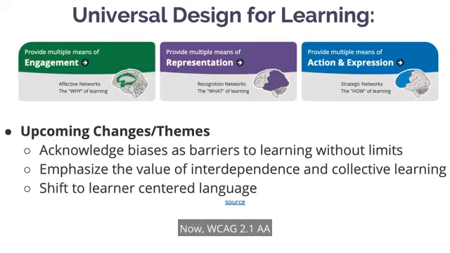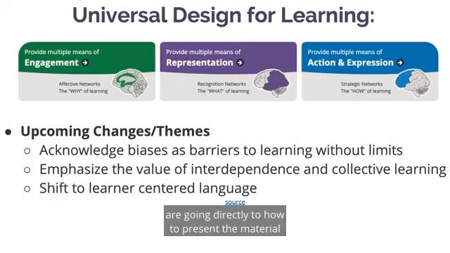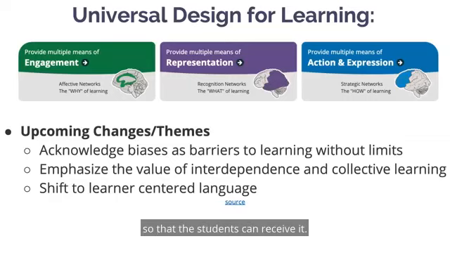Now, WCAG 2.1 AA, which is done by W3C, has 5 categories: perceivable, operable, understandable, robust, and conformance. And when you look at those 5 categories, you see that they're working hand in hand, because the perceivable and the operable are going directly to how to present the material so that the students can receive it.